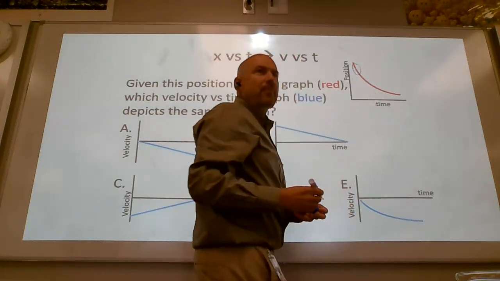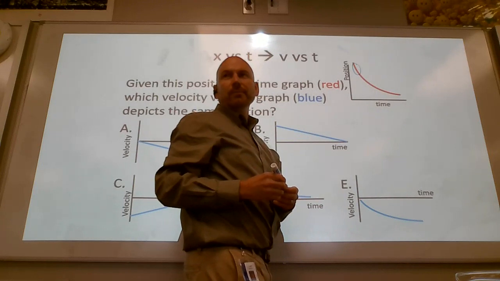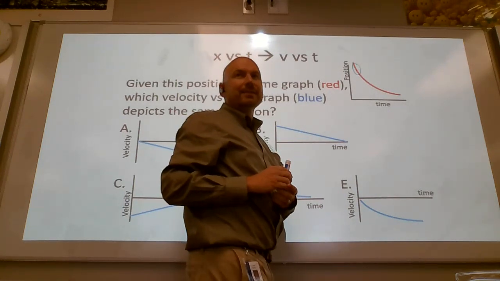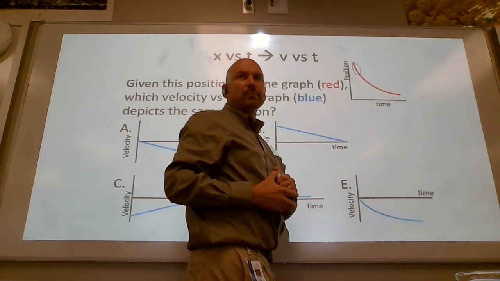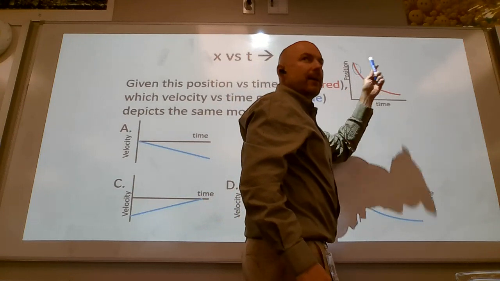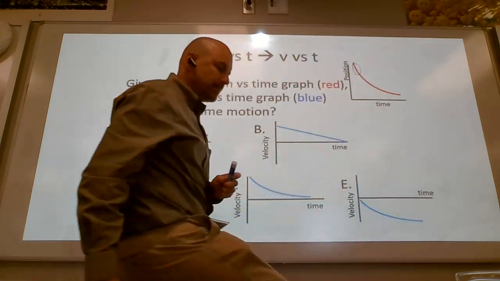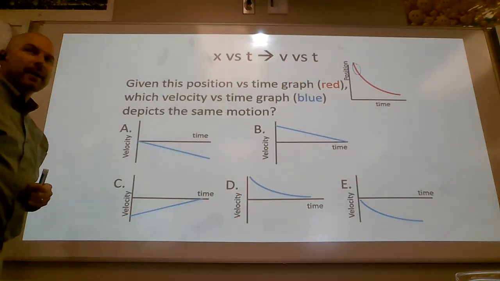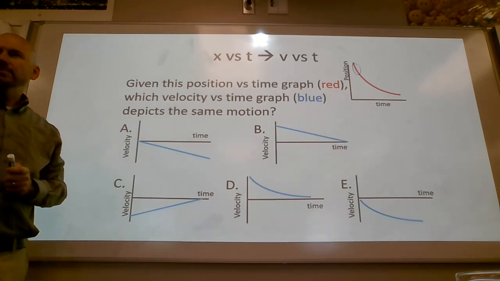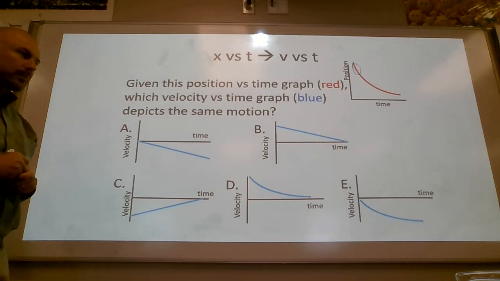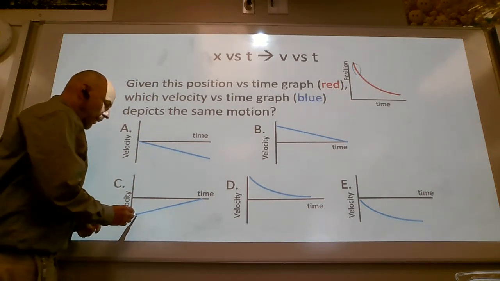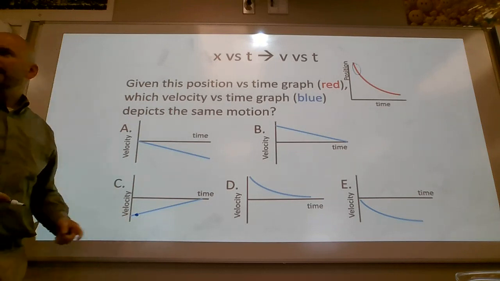This chunk here, positive or negative slope? Negative. Is it steep or shallow? Steep. Corresponds to fast or slow? Fast. So we have a fast negative velocity. Where on a velocity versus time graph are you going to stick fast going in the negative direction? You're going to stick it in negative, away from the x-axis.